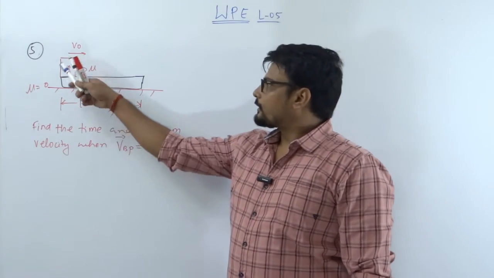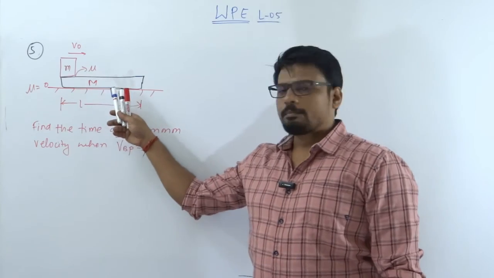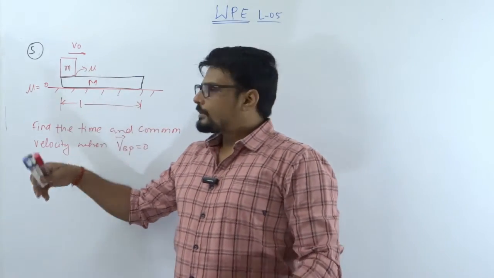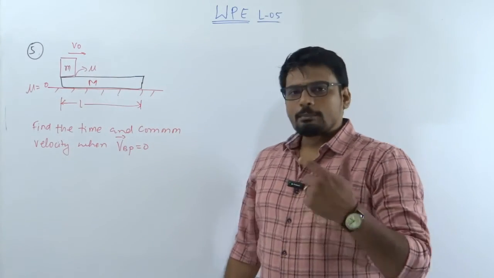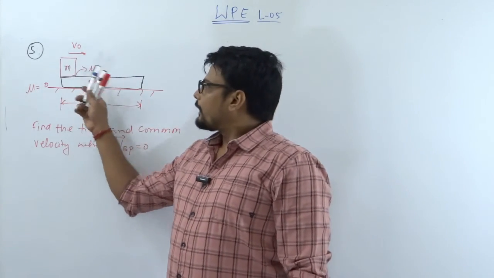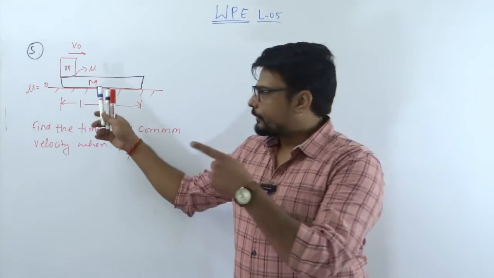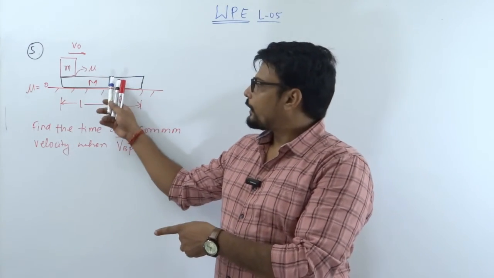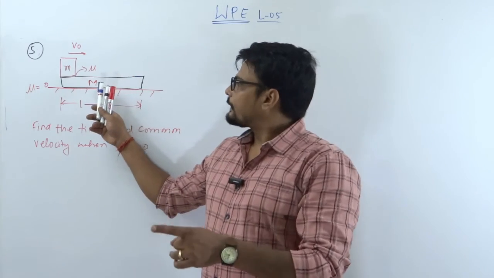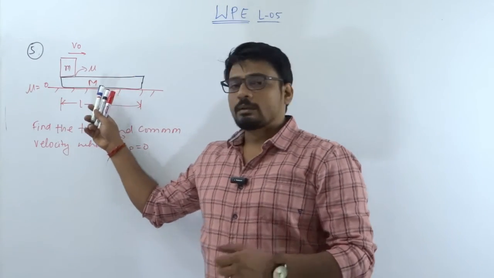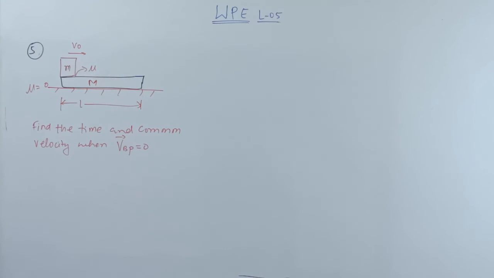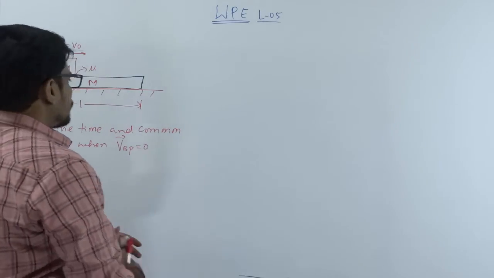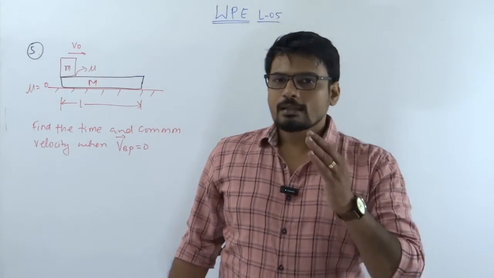Now since it has a velocity, it is definitely going to drag the plank with it, and after some time, because of the friction, its velocity will decrease, and we reach a point when the velocity of the block and the plank becomes equal from the ground frame. That means if someone observes from the plank, the velocity of the small mass m with respect to the bigger plank is going to be zero. All good? You have to find the time and that common velocity when the relative velocity becomes zero.